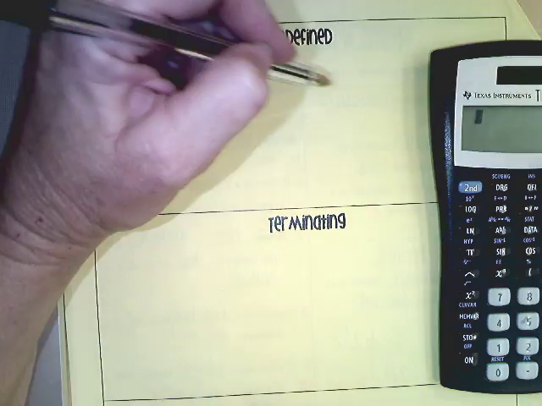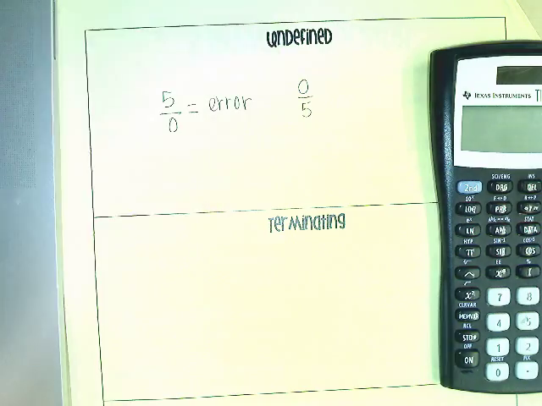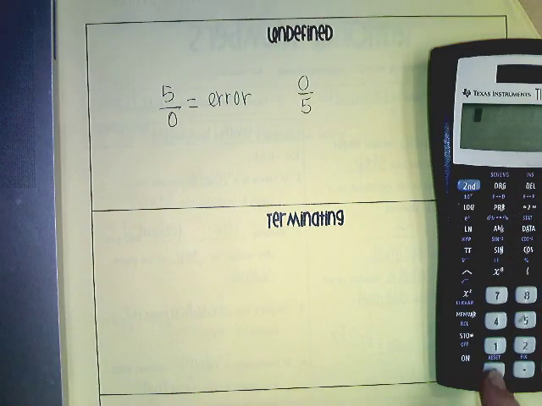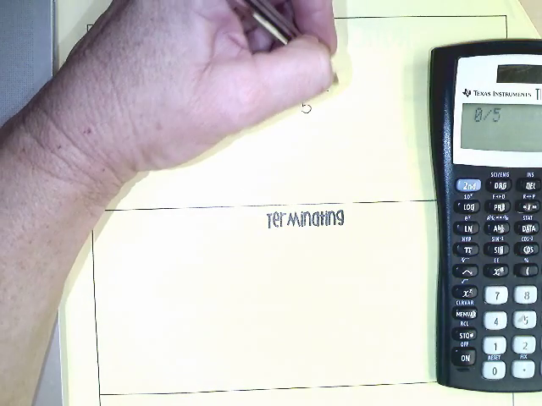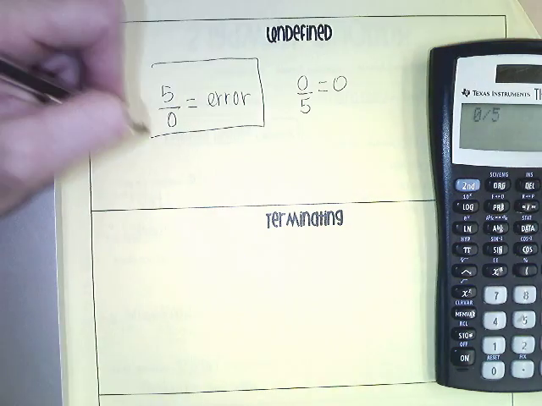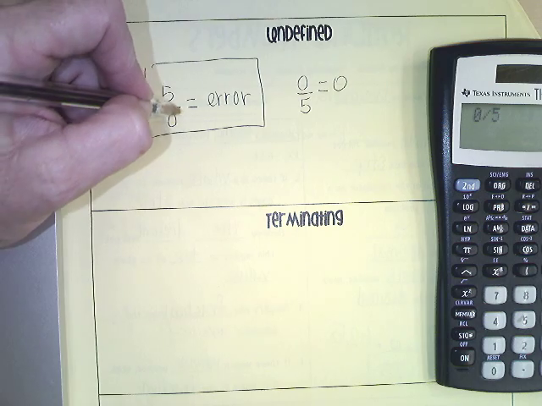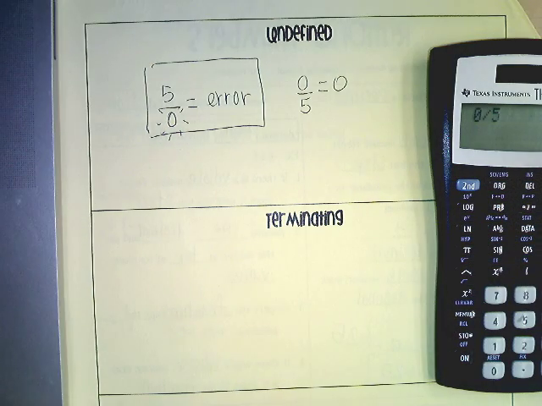Now wait, look at this. If I do 0 divided by 5, is it okay? 0 divided by 5? Yes, it's 0. So keep in mind that if you have an undefined fraction, it's because there's a 0 on the bottom. I hope that makes sense.